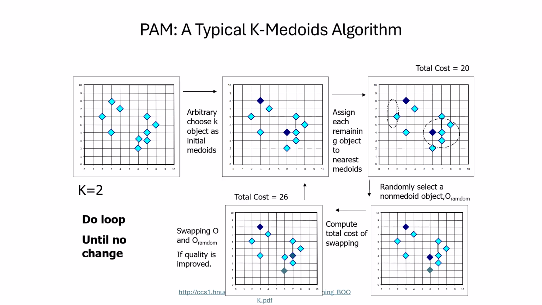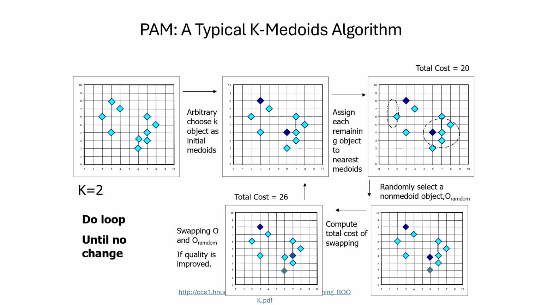The diagram shown on the screen explains partitioning around medoids, a typical K-medoids algorithm. The first square shows the data points, and k equal to 2 is assumed. Then arbitrarily choose k objects as initial medoids, shown in the second square in dark blue color. Assign each remaining object to the nearest medoid, so the clusters are formed.